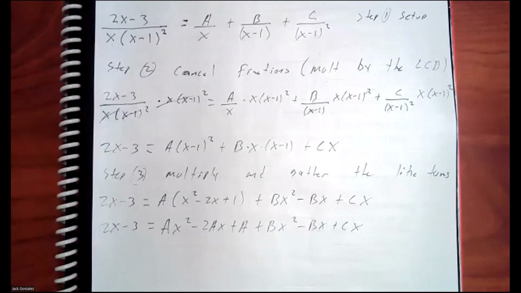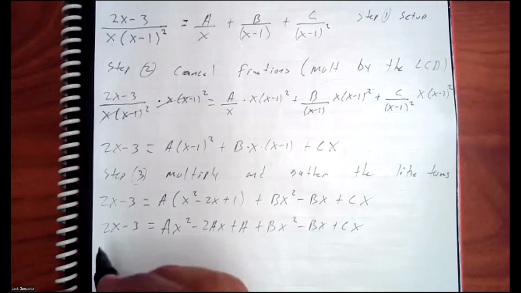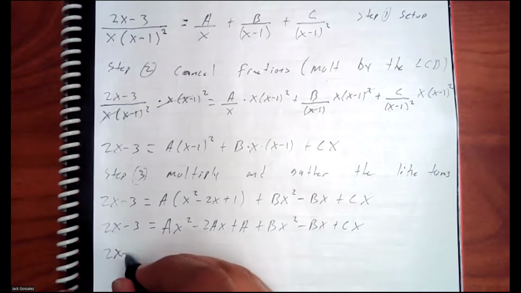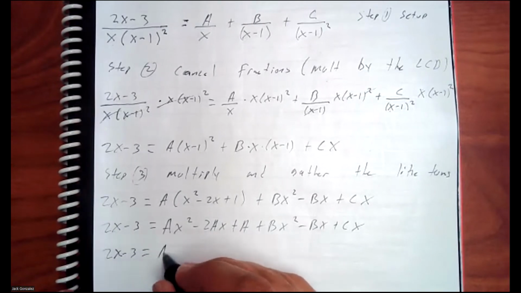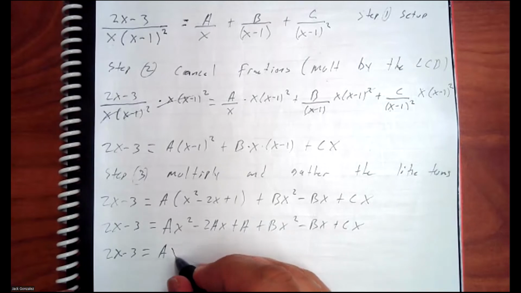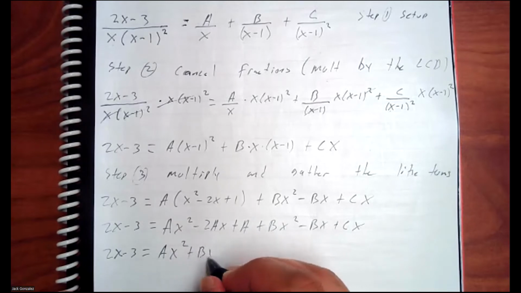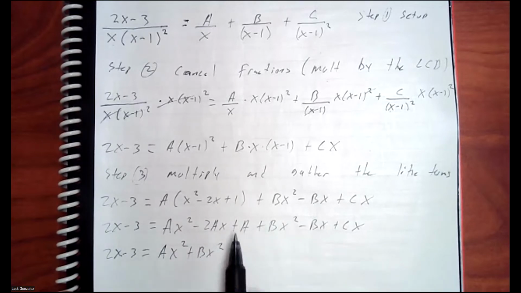As you can see, this is very tedious, this section. All right. So let's start gathering everything that is the same like term. So there's only one quadratic, right? Oh, two. And then all the x terms.